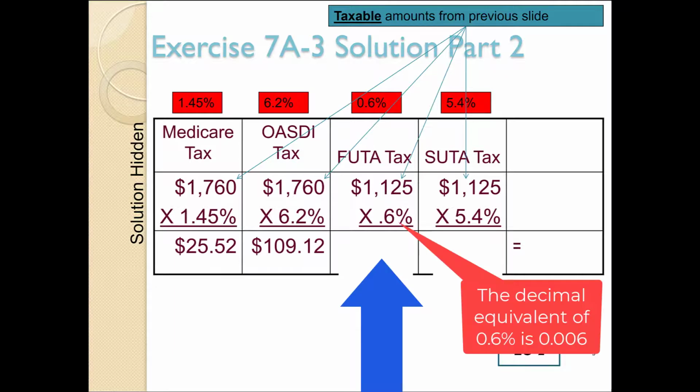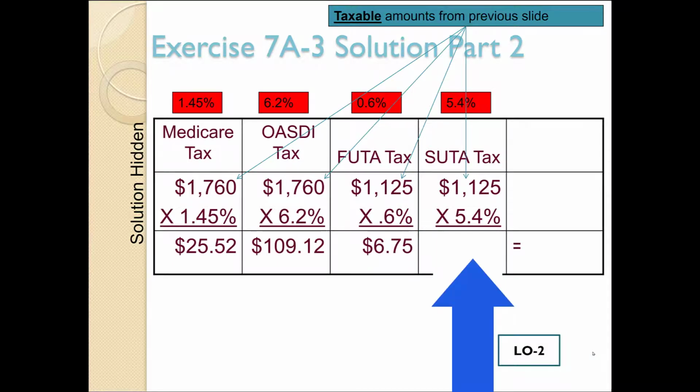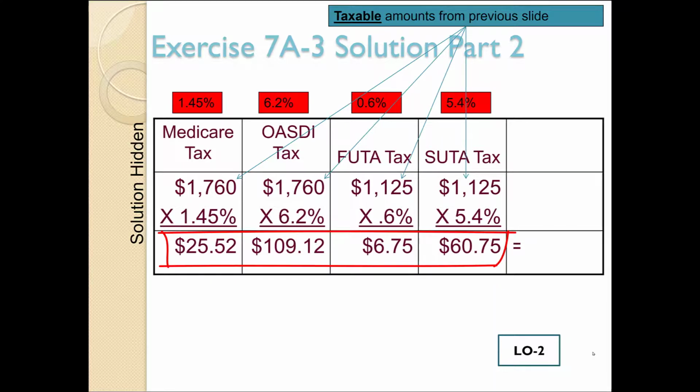Now remember, to convert 0.6% to a decimal, enter 0.6 into your calculator, divide by 100, we get 0.006. You can also do the same thing by moving your decimal 2 places to the left. So 1125 times 0.6% gives us a whopping $6.75 for FUTA. And for SUTA, we take the 1125 taxable times 5.4%, and that gives us $60.75. We add those up, and we get a total employer payroll tax of $202.14.